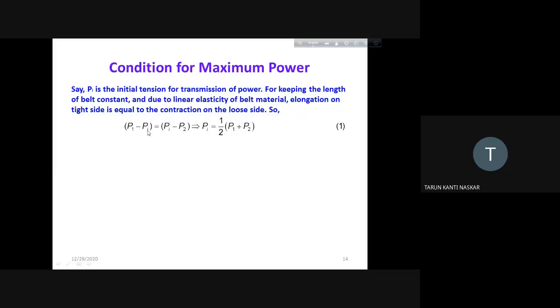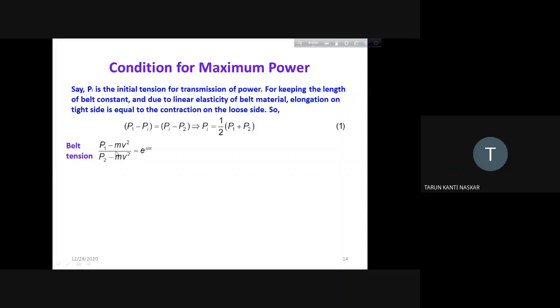So P1 minus Pi equals Pi minus P2, and from this Pi is equal to half into (P1 plus P2). Can you accept this part? P1 minus Pi equals Pi minus P2. Considering this statement, will you accept this? Anyone respond? Hello? Can you listen to me? Yes, sir. So this is accepted by you, and from this, P1 is equal to this.